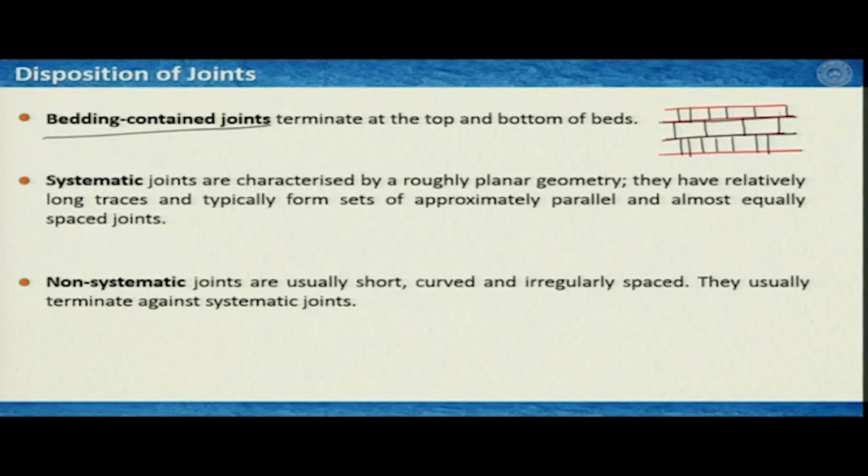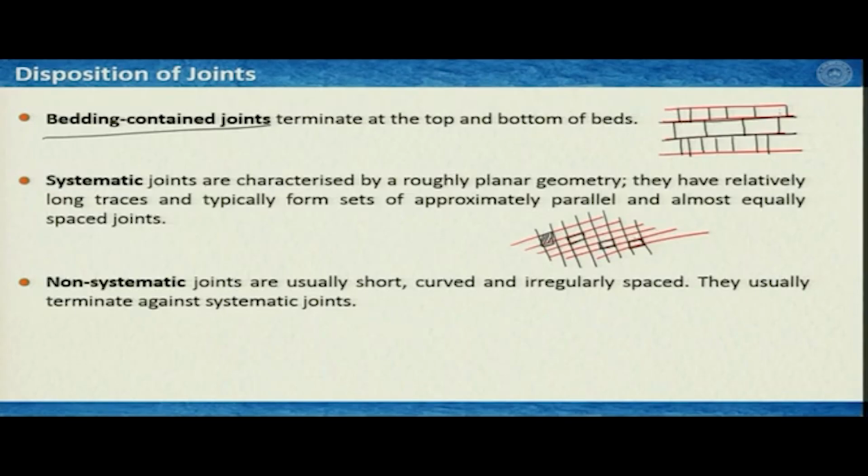Systematic joints are characterized by a roughly planar geometry. They have relatively long traces and typically form sets of approximately parallel and almost equally spaced joints, exactly what we have seen in one of the first illustrations, that you have one set like this, and then you develop a second set of joints like this. So, individual sets are mostly parallel to each other, and then they develop these mostly equidimensional blocky shapes.